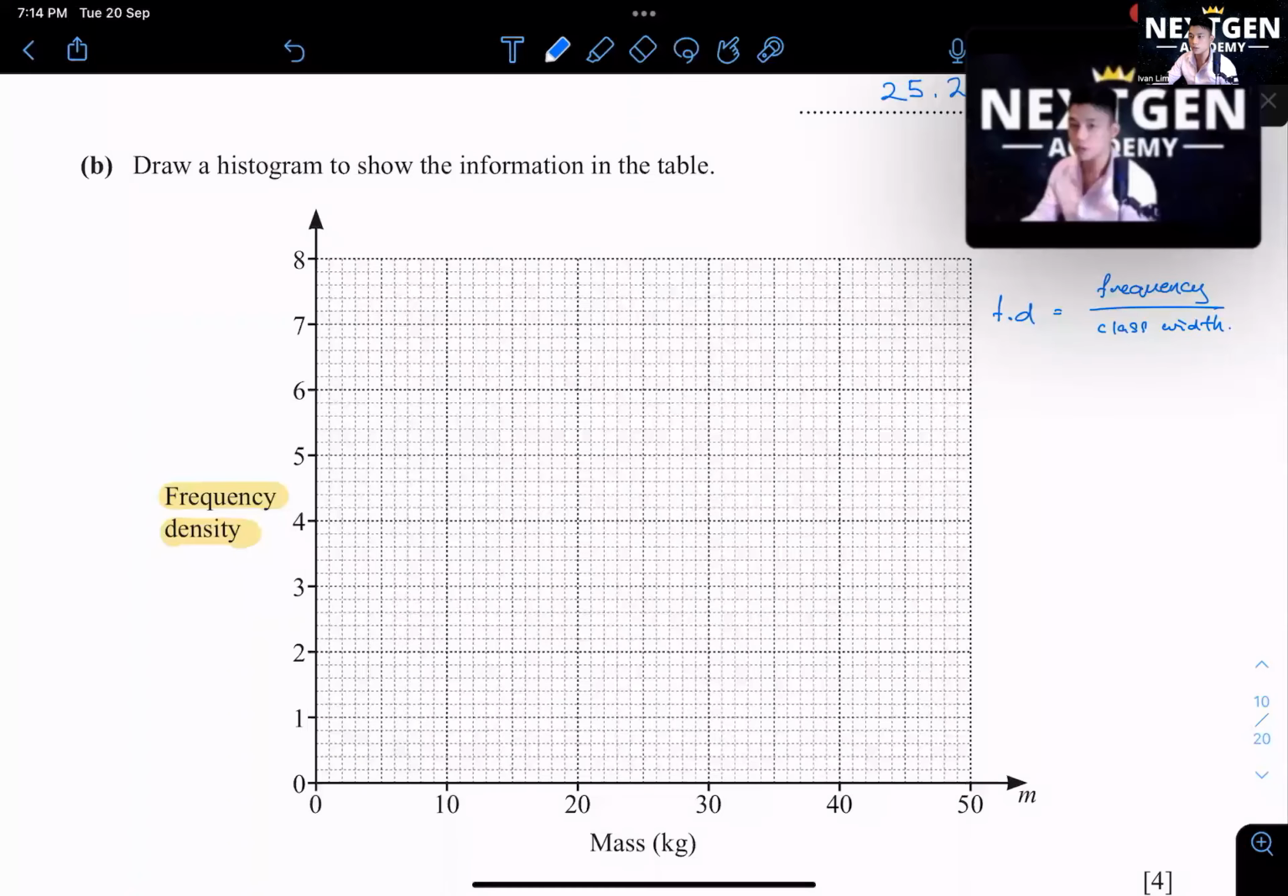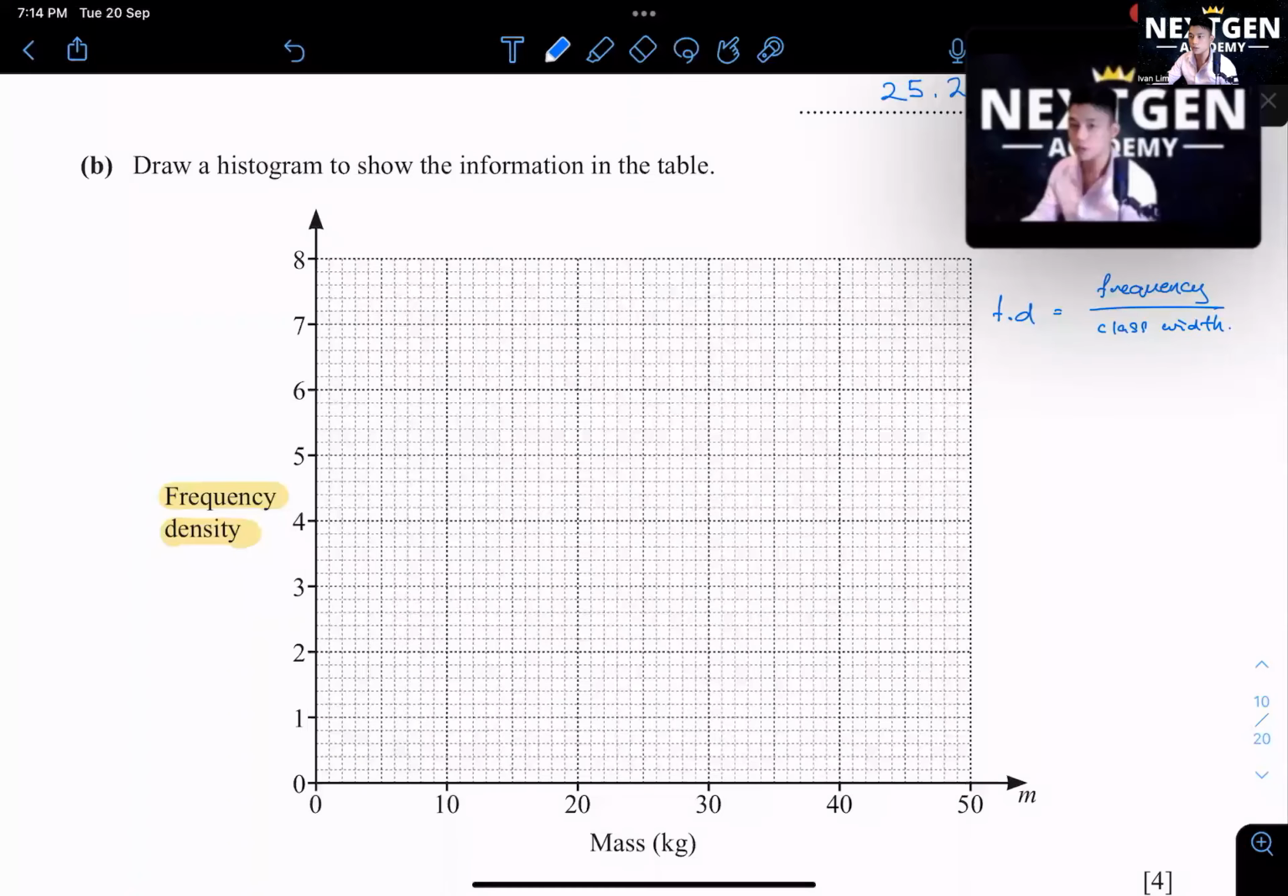Go and calculate. FD is frequency density. This will be 1.2, 3.8, 6.4, 3.3, and then 1.8. So I need to draw based on these values for my y-axis, and then the class width.